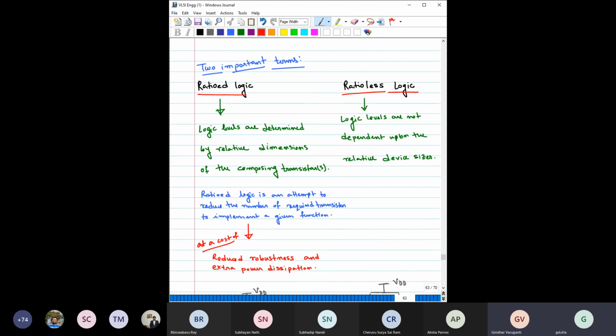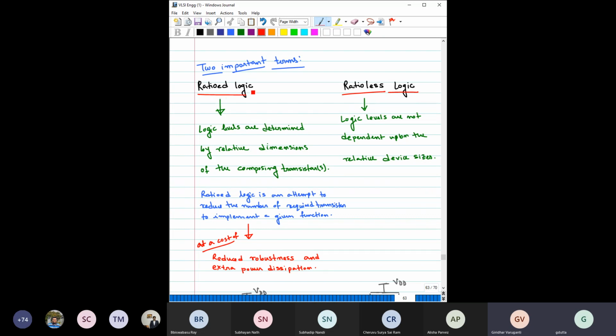Before we go to some other topic, there are two important terms we should know in this context, because we have now almost completed the static CMOS inverter part. Not only the static CMOS inverter, we have also done other inverters as well, with different configurations: pseudo NMOS, inverter with resistive load, inverter with this load, that load. Different inverters.